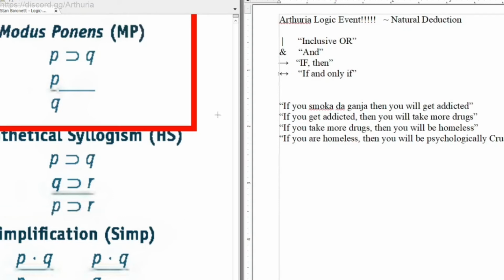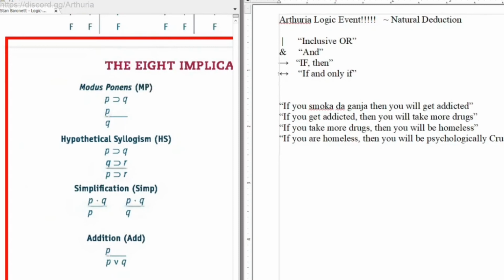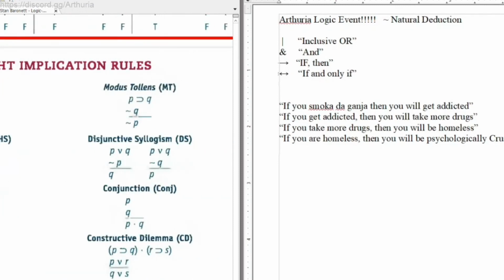All right, let me talk about constructive dilemma, but it's freaking stupid and I hate it. It's okay. It's the only one that we haven't talked about. Oh, we haven't talked about conj. Conj is silly. It's the opposite of simp.